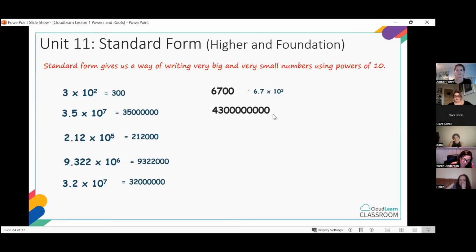So let's try, oh my goodness. Okay, I'm going to tell you how many zeros there are because there's a lot. I should have separated them out, my apologies. So that's a 4 and a 3 and 8 zeros. So if you want to have a go at that one in standard form.